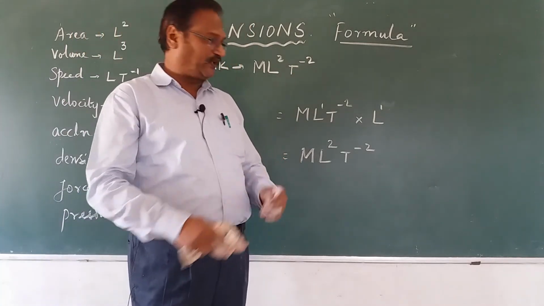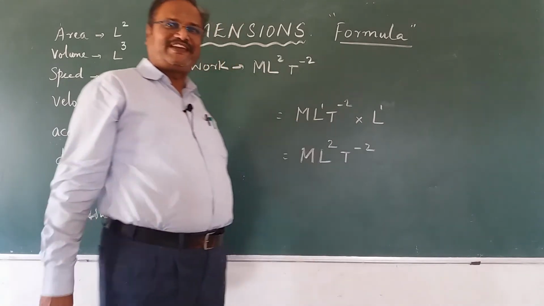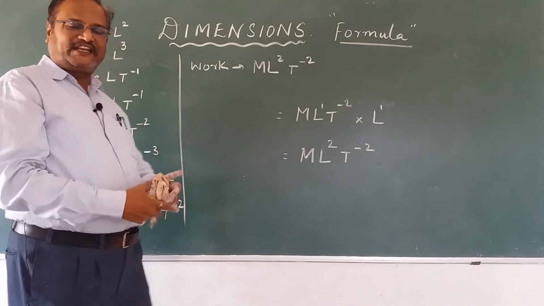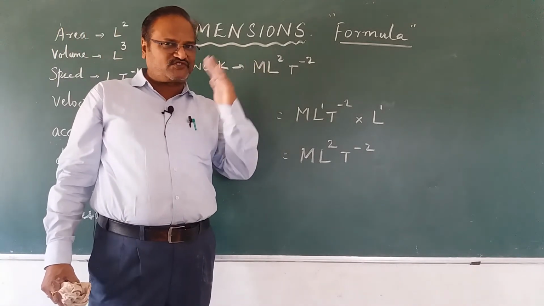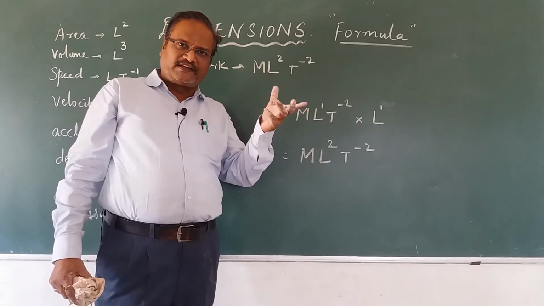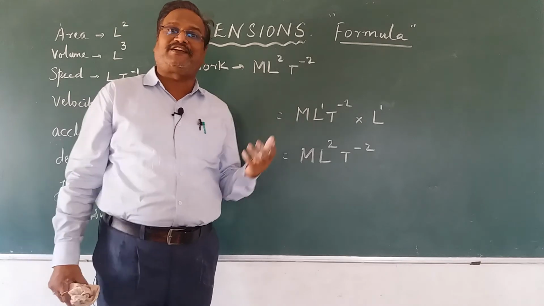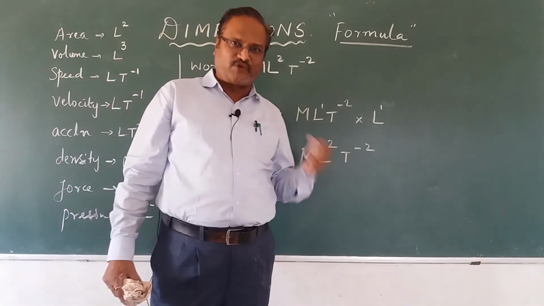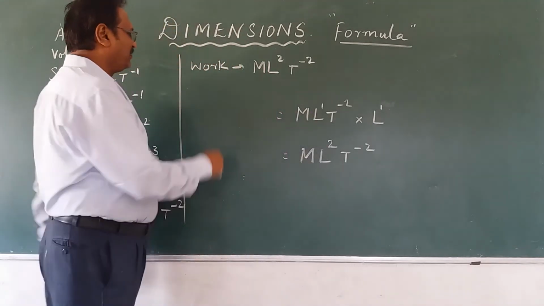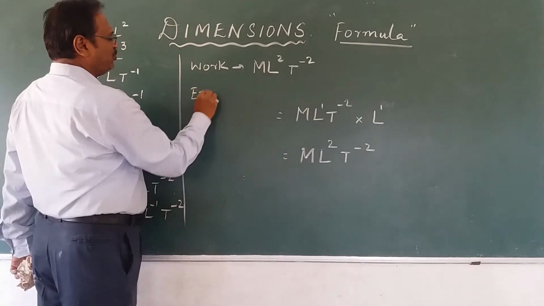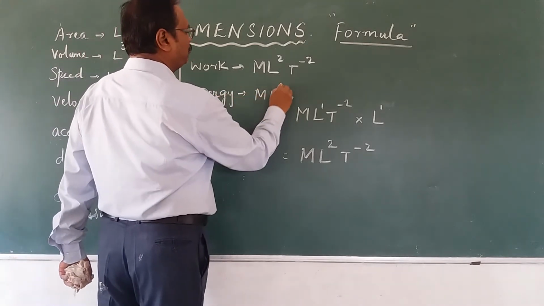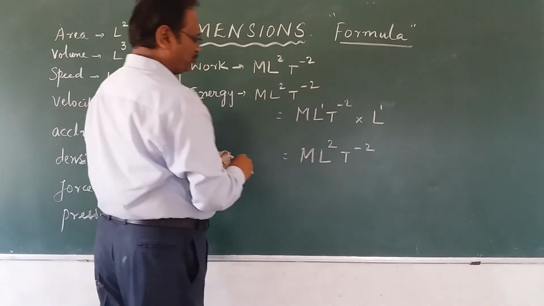Now I have to find out the energy. What is energy? Energy is nothing but work. Energy is the ability to do work. Energy and work are two sides of the same coin. In a coin, head and tail cannot be separated. Like that, work and energy cannot be separated. Whenever you do work, you have energy. Whenever you have energy, you do work. So they are one and the same. So energy also has the dimensional formula M L power 2 t power minus 2.